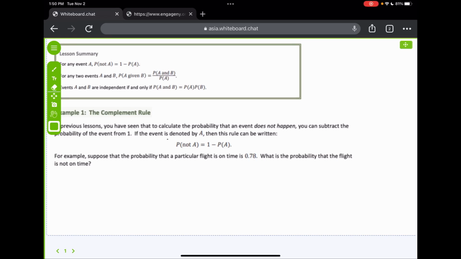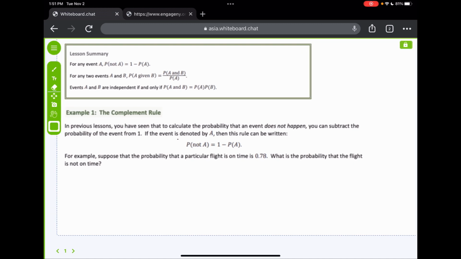We'll be looking at probability rules in statistics. So it says for any event, the probability of not A is equal to 1 minus the probability of A. And that's the complement rule that we see in example 1.